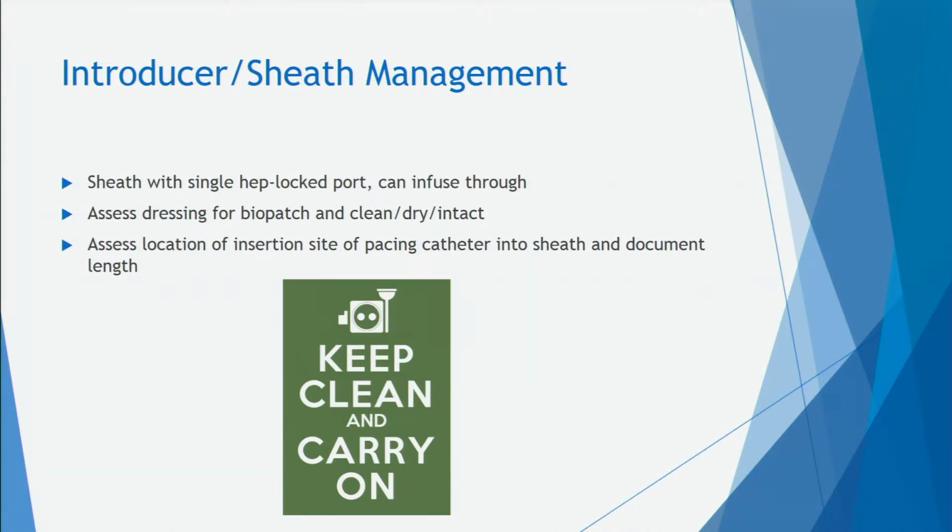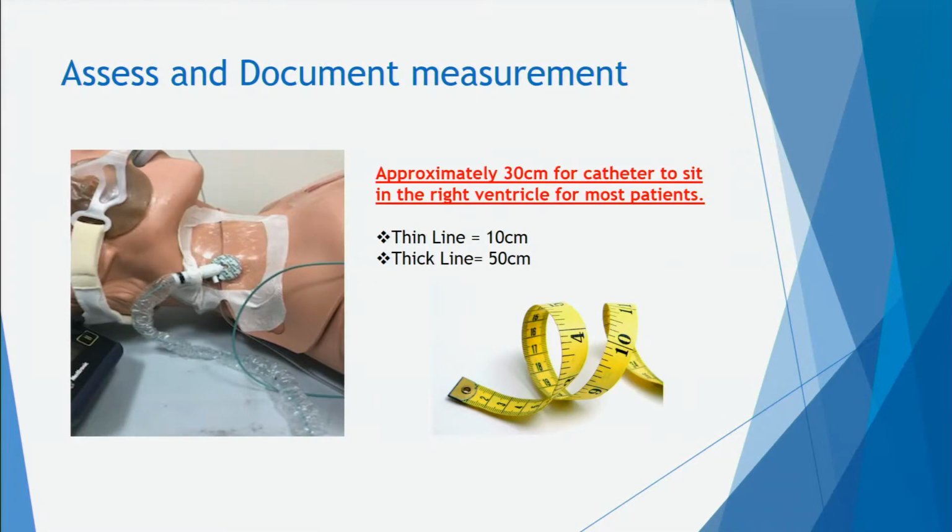And then assessing the location insertion side of the pacing catheter. And I'll talk to you just a little bit about that. So this is a little closer view of what it might look like. And all catheters have marking lines. So the thin lines are 10 centimeters and the thick lines are 50 centimeters.